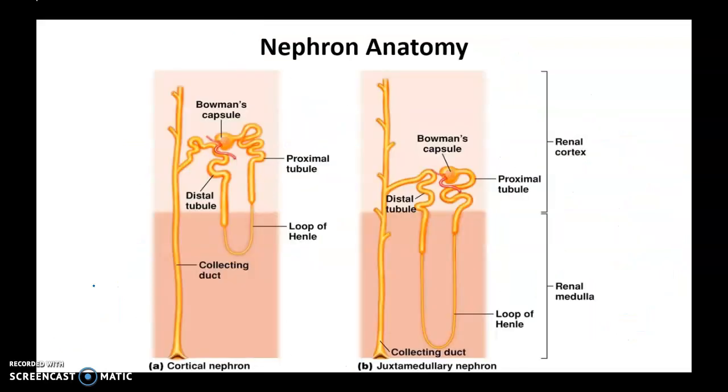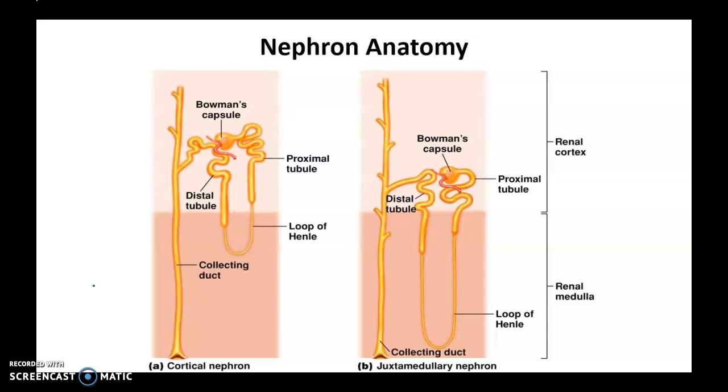We don't need this. Okay, so this is looking at a nephron. This is from the textbook. So obviously you do see, let's look at the nephron on the left-hand side. You see the Bowman's capsule, proximal convoluted tubule, loop of Henle. You have the descending limb, ascending limb, and then you also see the distal convoluted tubule.